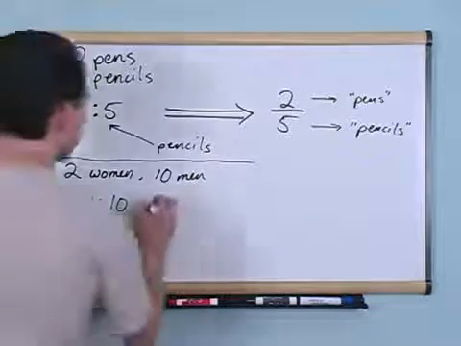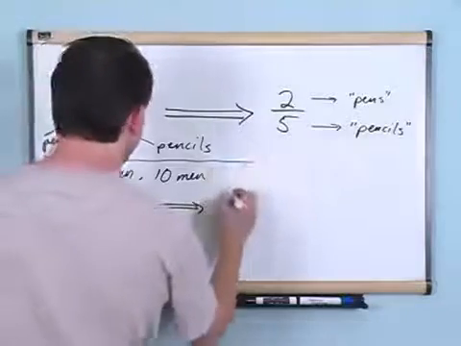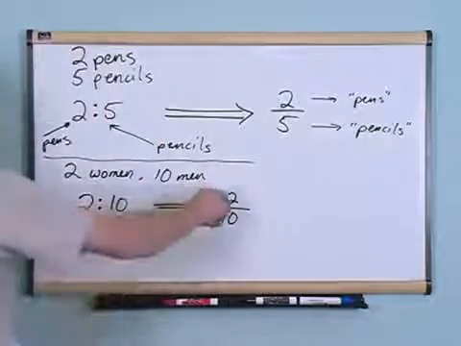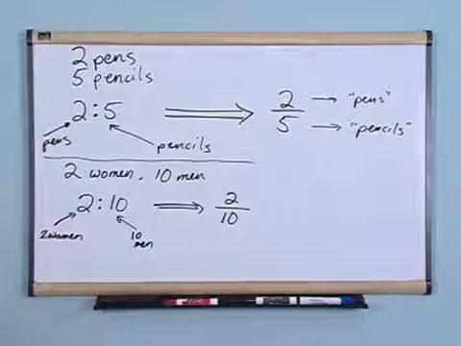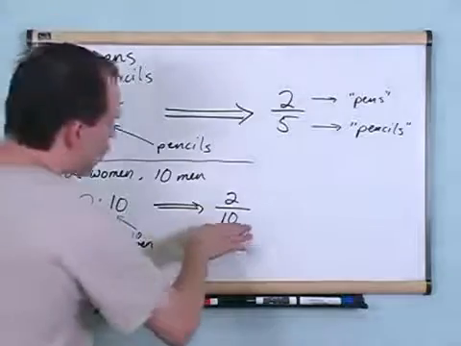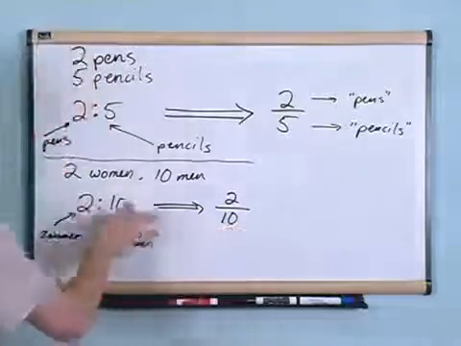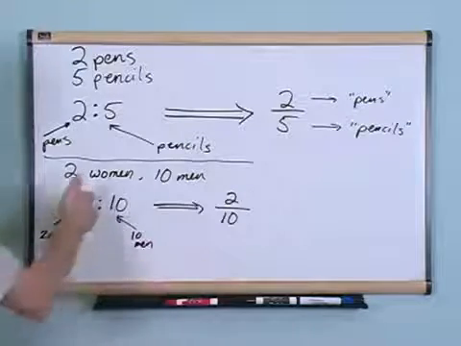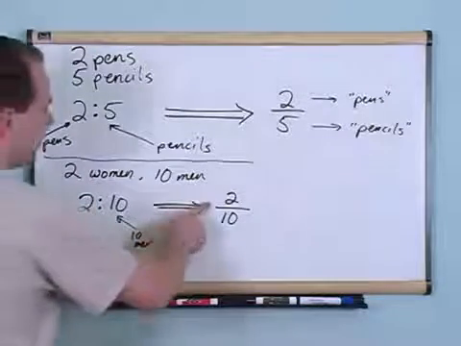Now you can also write this, as we said before, as a fraction. You can put the 2 and the 10 like this. So 2 women for every 10 men. Now, don't forget that this is a fraction, and you know you can simplify fractions. And this is a ratio, but it's really like a fraction. I mean, it is a fraction. You're just writing it with this funny symbol here instead of this funny symbol here.